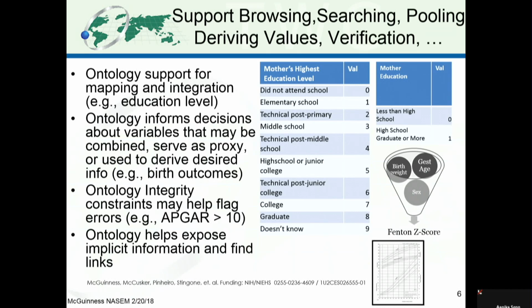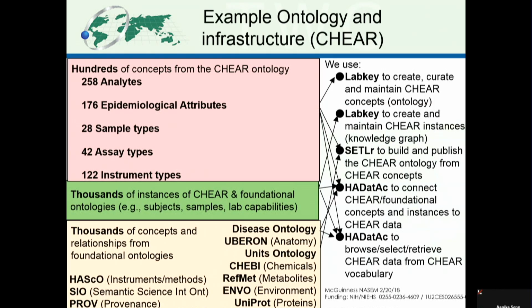I can also use the ontology to help do integrity checking. So one study, not in CHEAR, but in a Gates Foundation study, I got a bunch of data that had APGAR scores above 10 when my range in my ontology said it's not supposed to go above 10. So I can at least say, hey, somebody go look at this because the data doesn't match what my schema is telling me it should contain. And I can also help expose implicit information and help find links. So that's just a little bit of background about some of the things that I can do.